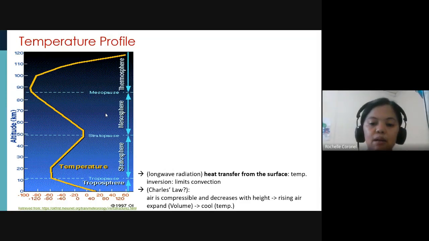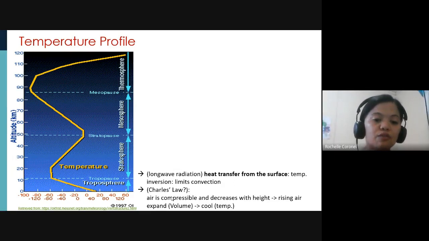Another thermodynamic principle that governs the temperature profile of the troposphere is given here, Charles's law. Basically, air is compressible, as we know. That's why the density is higher near the surface because of the pull of gravity. So it decreases with height. The rising air expands as it rises, and when gas expands, it also cools down. That's why we have this temperature profile in the troposphere.